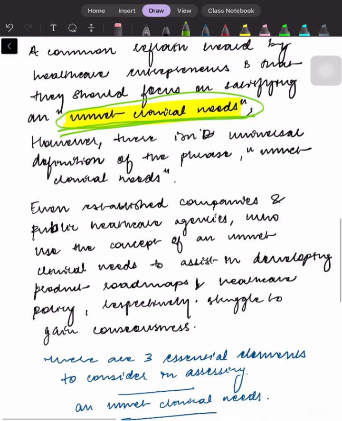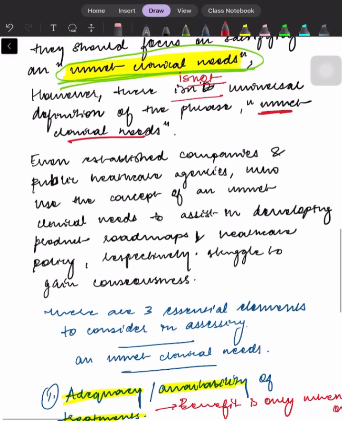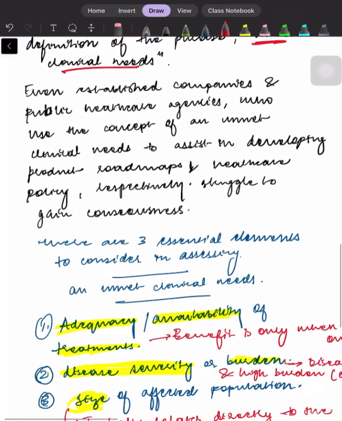Even established companies, there isn't, so this is illegible, sorry. So there is not any universal definition of the word unmet clinical needs. Even the established companies and public healthcare agencies who use the concept of unmet clinical needs to assist in developing product roadmaps and healthcare policies, respectively, struggle to gain consensus. So there are three elements that they said, and it's really interesting if you look at it.